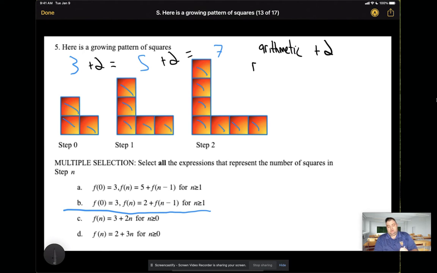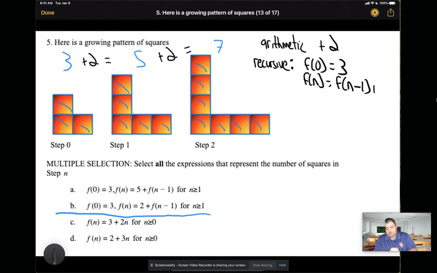So first thing I'll do is I'll write the recursive for this. So what is my starting term? I initially start off with 3 squares. So that's going to be f of 0 equals 3. And then my pattern is to add 2 each time. So that means to get a new term, f of n, I take the previous term, f of n minus 1, and I add 2 to it. So that should match up with A or B.